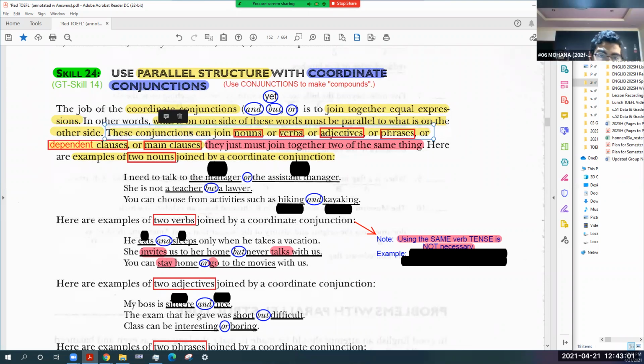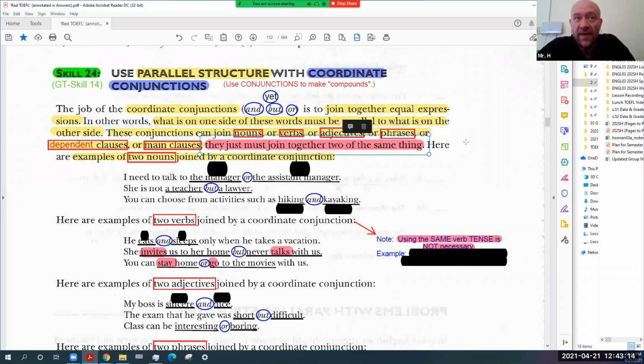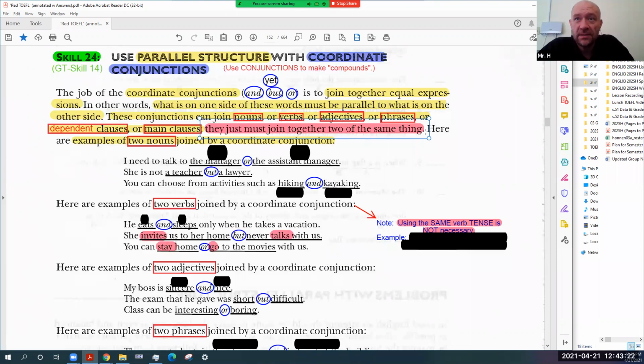Muhanna? These conjunctions can join nouns or verbs or adjectives or phrases or dependent clauses or main clauses. Continue. Yeah. They just must join together two of the same thing. That's right. All right, Faraz.